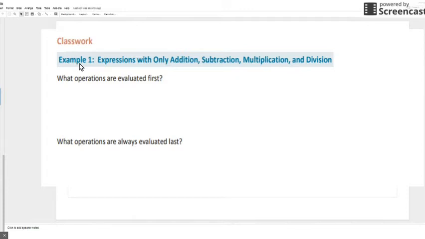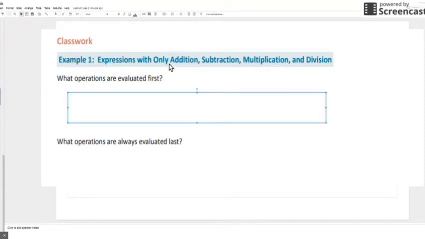Here we go. It says, example one, expressions with only addition, subtraction, multiplication, and division. So the four basic operations. The first question is, what operations are evaluated first? Well, if you just have these four, the first operations we take care of are multiplication and division. Both of these are evaluated first, but since there's two of them, there's one additional thing we have to do.